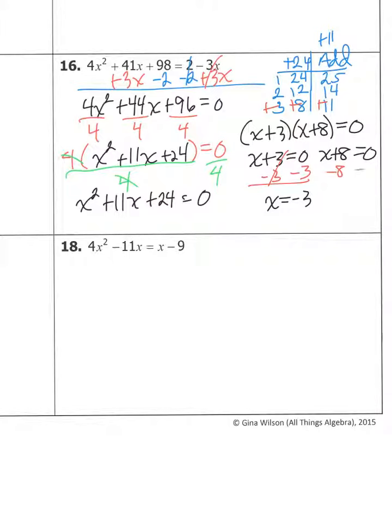And then subtract 8. So I get 2 solutions. Okay, then we're going to only do 2 more, so let's look at the next page.